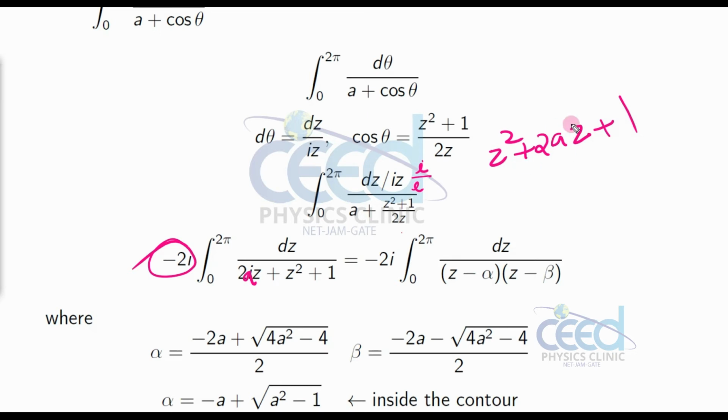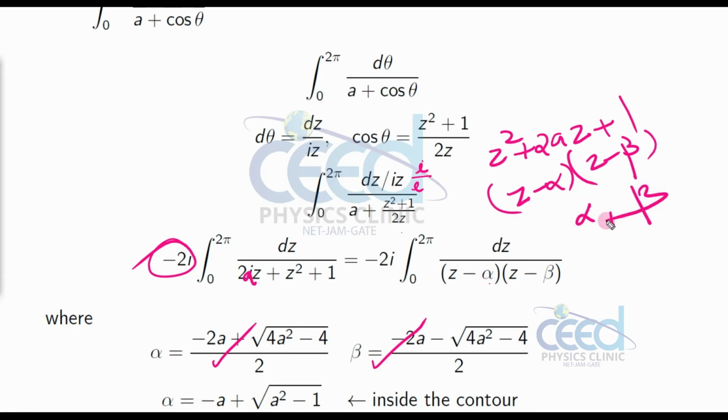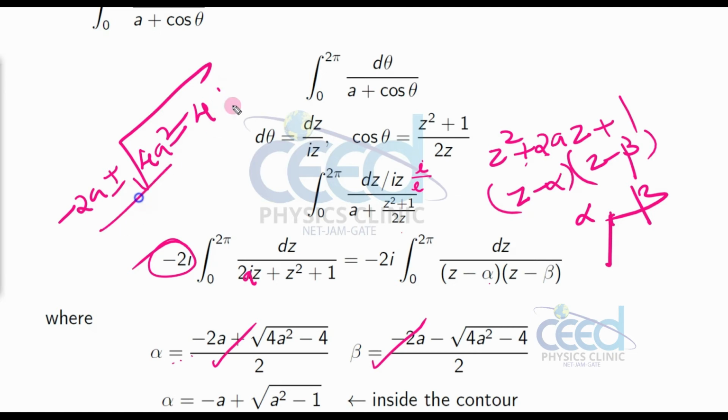This I am going to write by factorization. I can write this as z minus alpha into z minus beta, where alpha and beta are the roots of this equation, right? So roots we can find out using the quadratic formula. So alpha and beta we can solve by simplifying. Okay. So here alpha and beta are the poles, right? Alpha and beta are the poles. So alpha I can calculate from it, that is minus b plus or minus root b square minus 4ac, so minus 2a plus or minus root 4a square minus 4, right? So I can write this as all over 2.